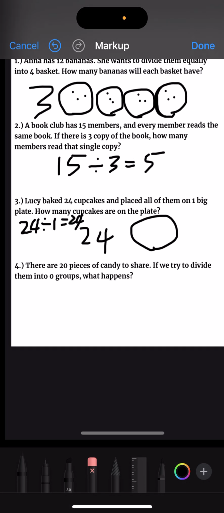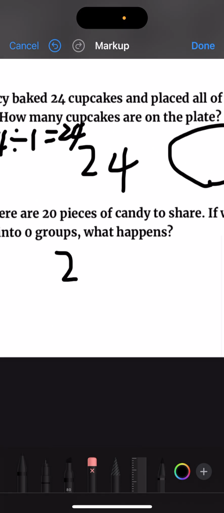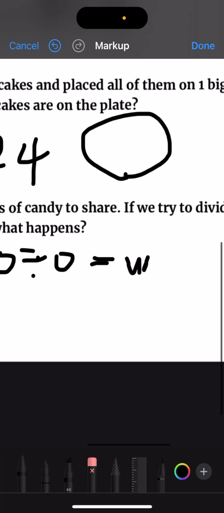There are 20 pieces of candy to share. If we try to divide them into 0 groups, what happens? Because there are 20 pieces and we want to divide it up for 0 people. If there is nothing to share or divide into, then it's just not possible to divide by nothing. So 20 divided by 0, or any number divided by 0, is undefined.